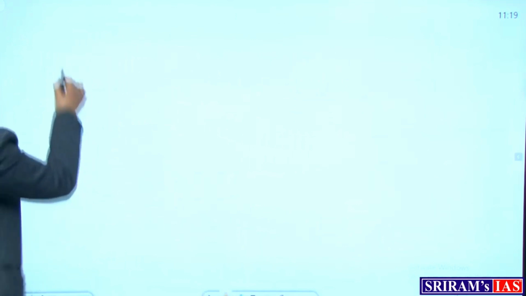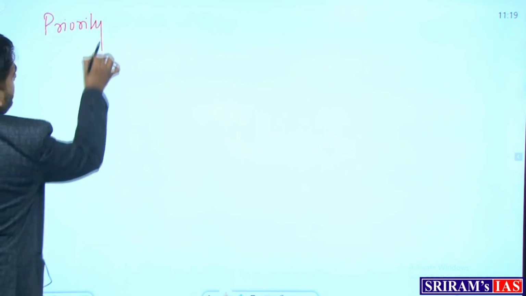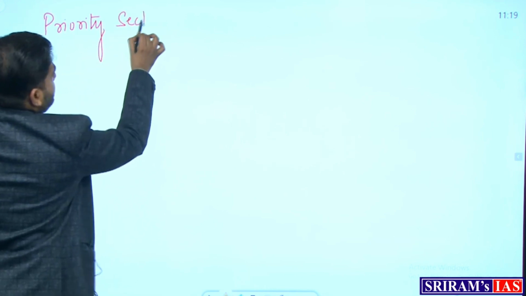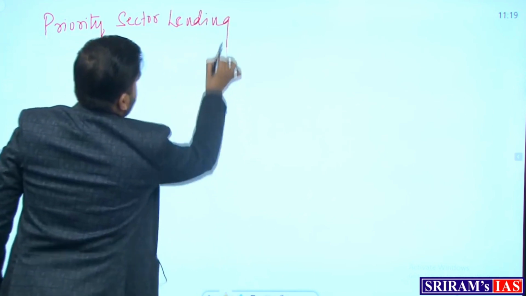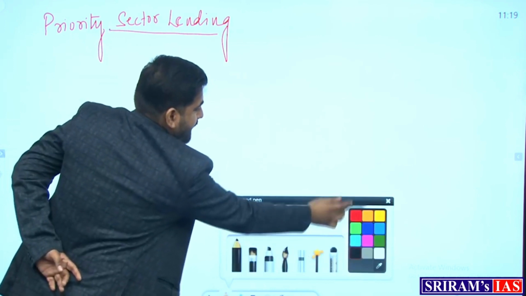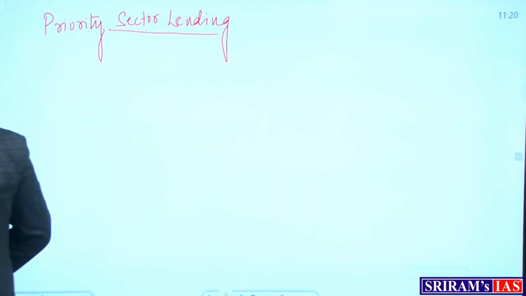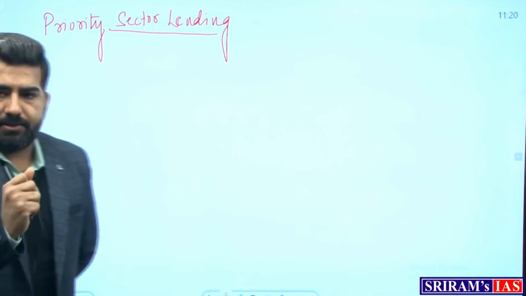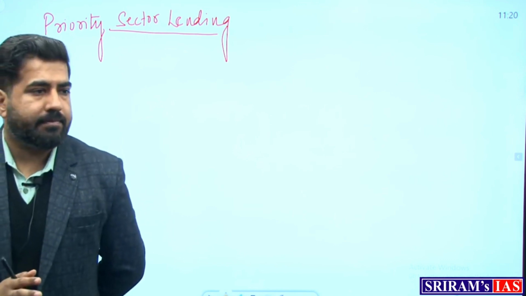Let me start with concept 1, that is priority sector lending. See, it's a very simple concept. Let me explain you and then I'll dictate certain points. The factual information I'll dictate. See, try to understand why the RBI mandates the banks to lend to certain sectors.